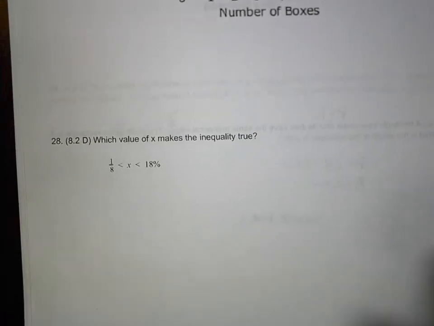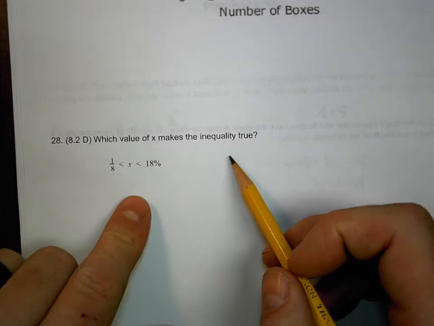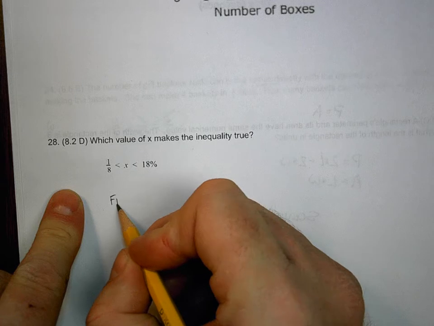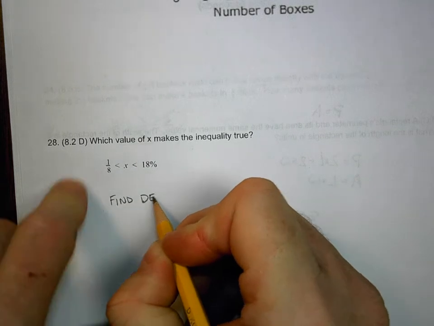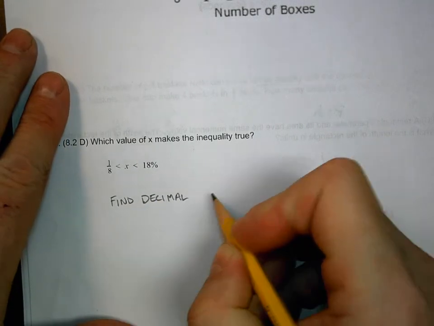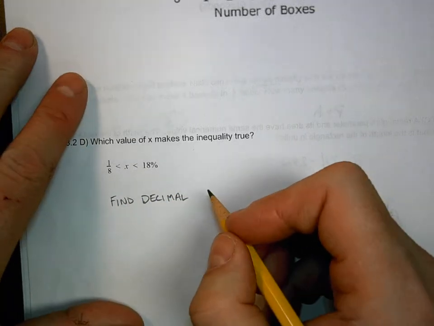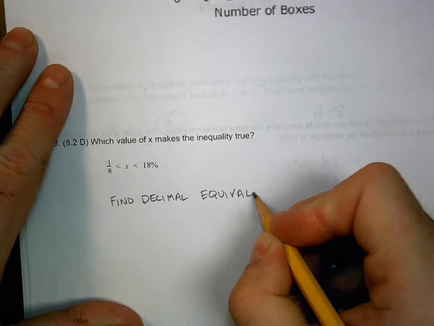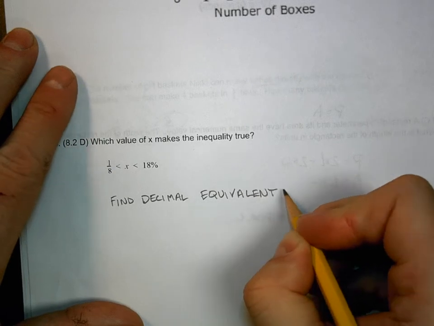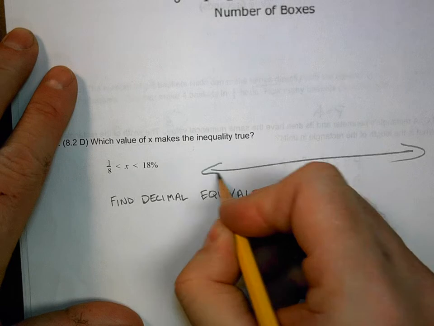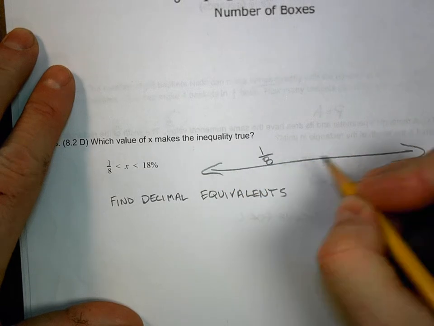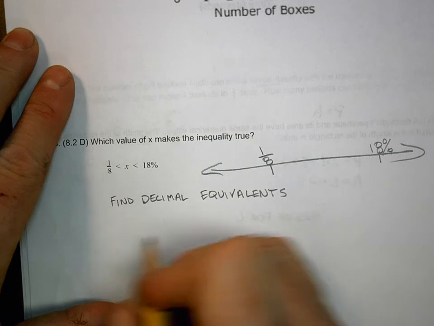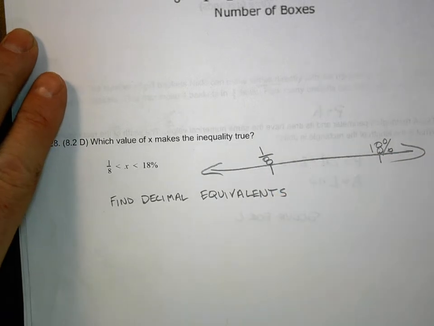28. Which value of X makes the inequality true? Here we've got mixed numbers. Find decimal equivalents. This is literally the same as the number line that we had before. And if it helps you, make a number line. Put 1/8 or whatever its decimal equivalent is here, and put 18% or whatever its decimal equivalent is there. Then when you get the questions, solve for each of those and figure out which one lies between them. Good enough?